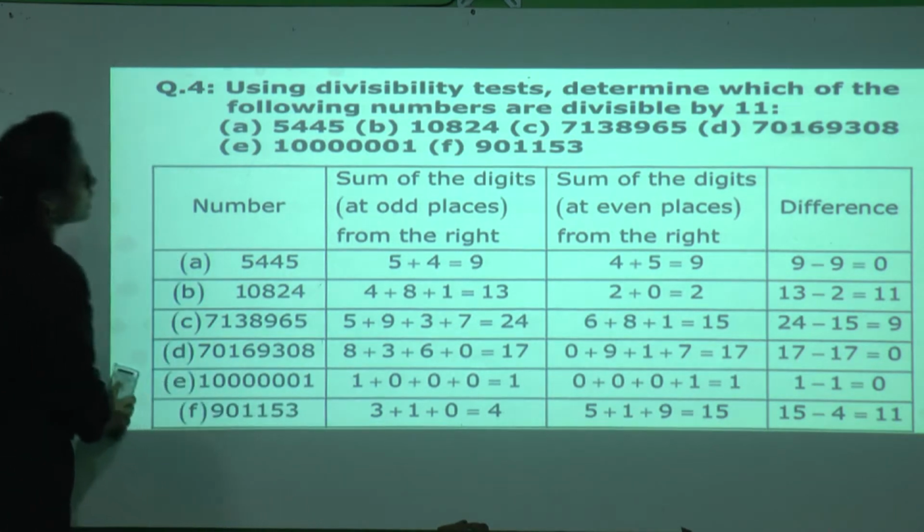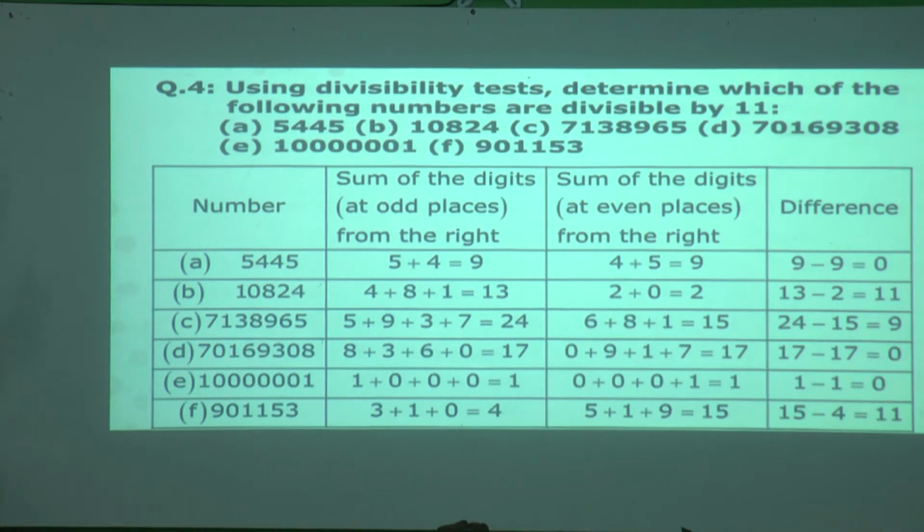So this was the example. By using the divisibility test, we have determined whether the following numbers are divisible by 11 or not. If we get the difference as 0 or 11, we can say that the number is divisible by 11.